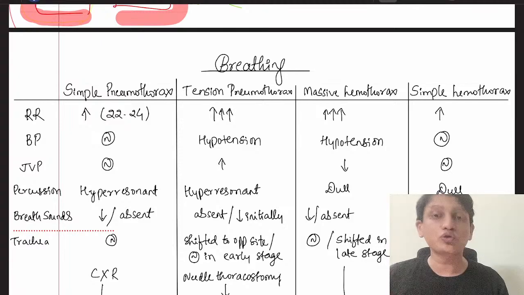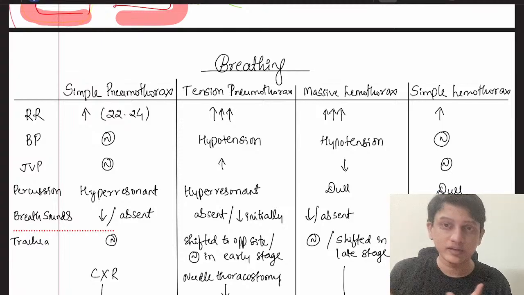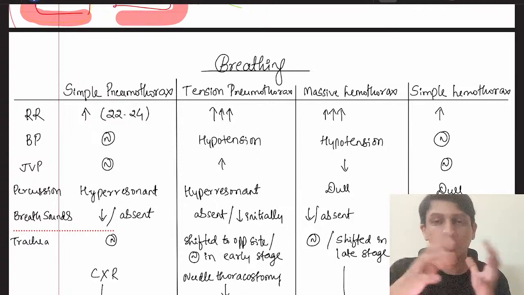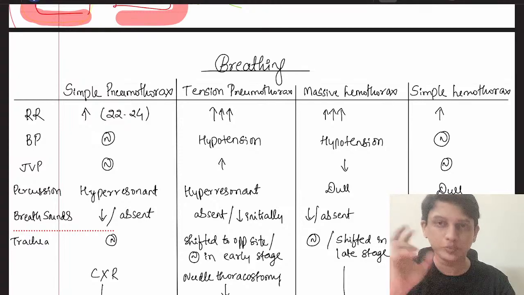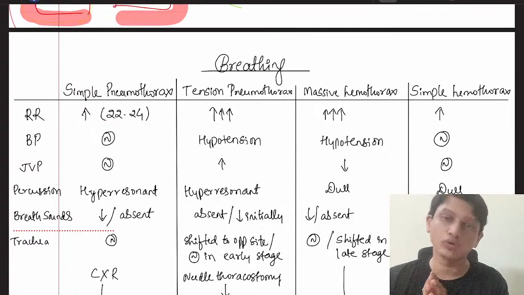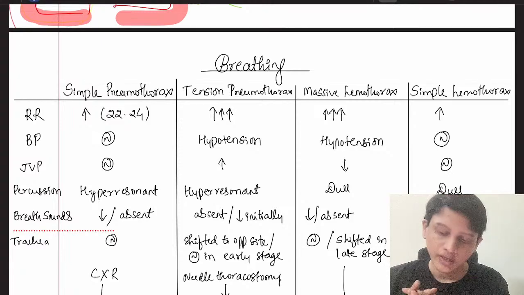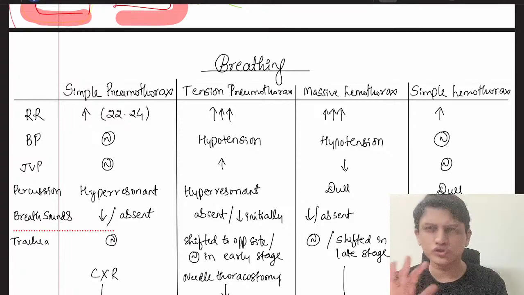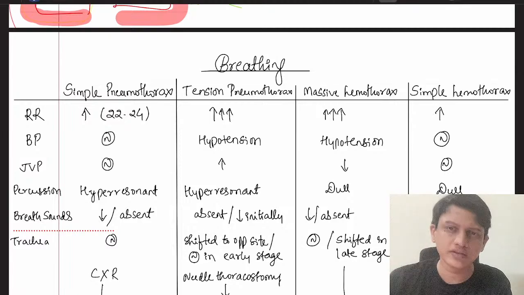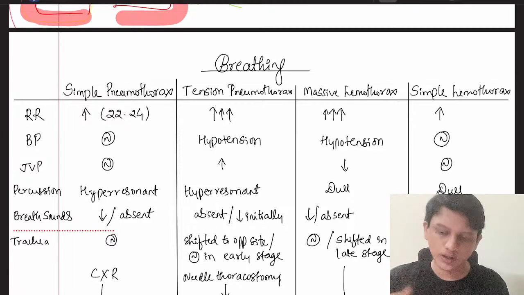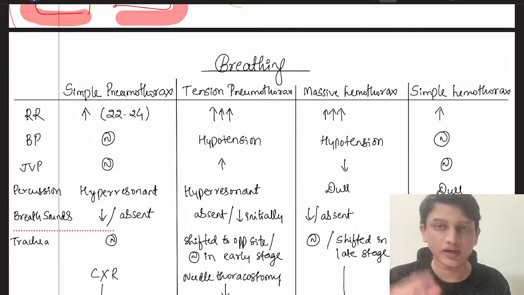If there is a hemothorax, meaning some fluid is collected there, then it will be a dull note. Over water, if you hit like this, it will be a dull note, or even over solid, the same. In simple hemothorax, it will be almost normal, because only a little bit of blood is there. Usually the percussion note will be dull.